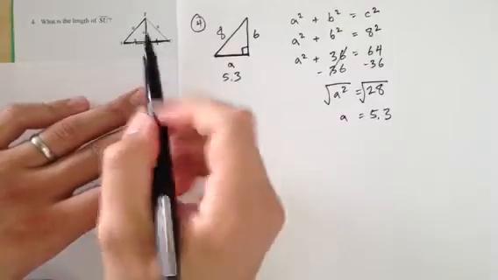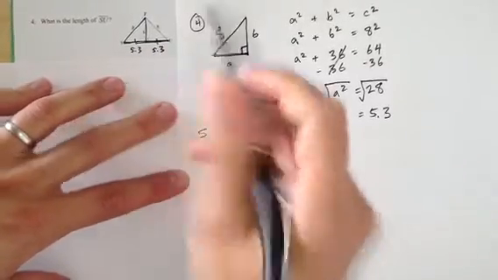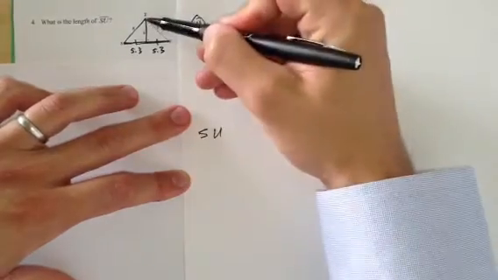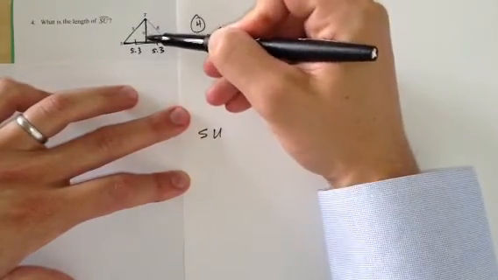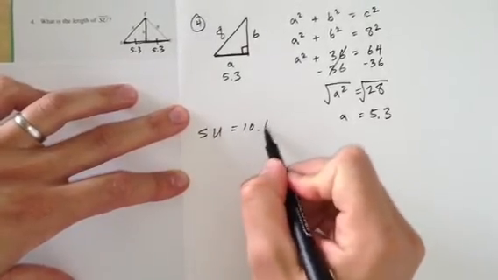So now back to my original problem, the length of SU. If we remember, if this is 5.3, then this is 5.3, because in this isosceles triangle, the altitude and the median are the same segment. So my length of SU equals 10.6.